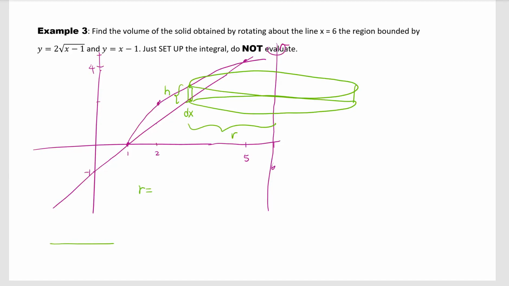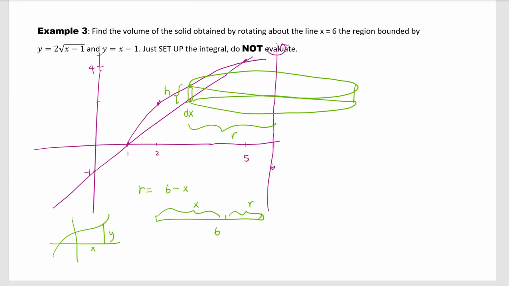Remember, for any function, this is x, this is y. You can see this whole thing is 6. And then from here to here is x. So you have the whole thing that is 6, and from here to here, that's x. This is the r. So what's the r? 6 minus x. Right?